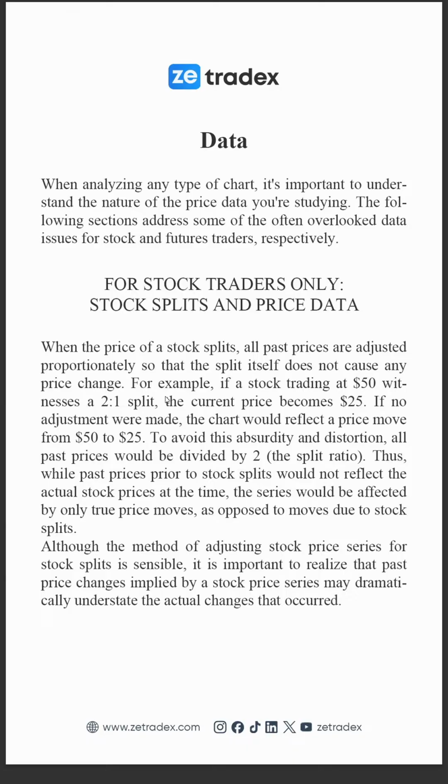For example, if a stock trading at $50 witnesses a 2-to-1 split, the current price becomes $25, and if no adjustments were made, the chart would reflect a price move from $50 to $25. To avoid this absurdity and distortion, all past prices will be divided by 2, the split ratio. Thus, while past prices prior to stock splits would not reflect the actual stock prices at that time, the series will be affected by only true price moves as opposed to moves due to stock splits.